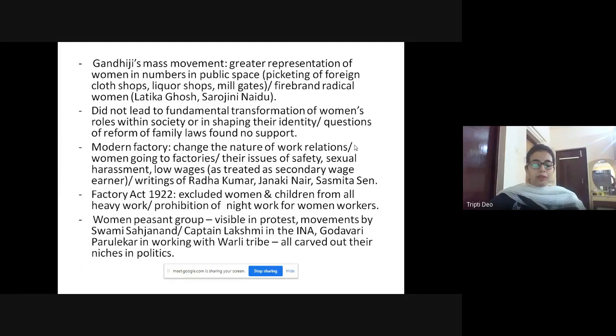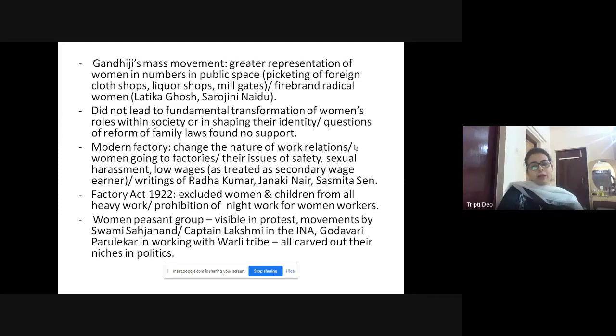For example, women were encouraged to picket foreign cloth shops. We know about the boycott movement that Gandhiji had initiated in his non-cooperation and civil disobedience movement. Picketing the cloth shops, liquor shops, mill gates. So these were activities that were led by women of households, women of middle class, lower class women.